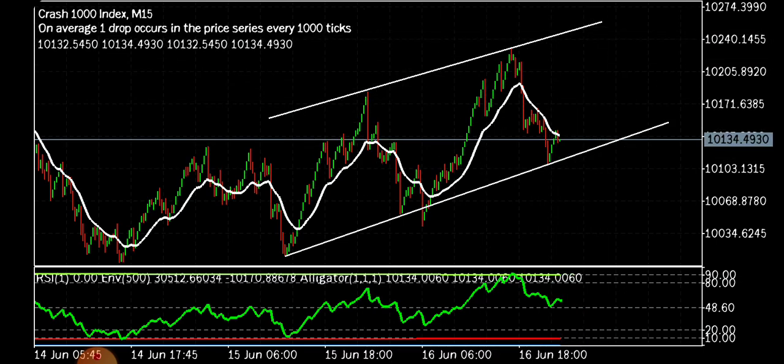I said earlier that you don't just go about hunting for spikes, else you will blow your account. You need a good confirmation, a good reason to enter the market to catch spikes.